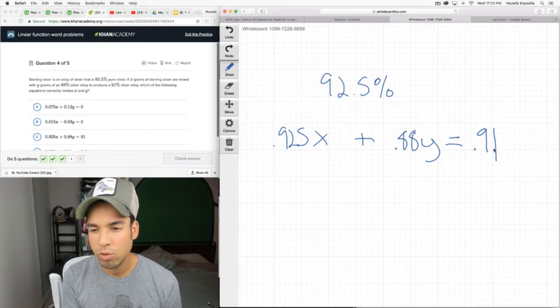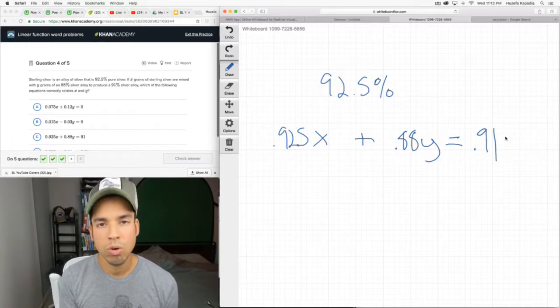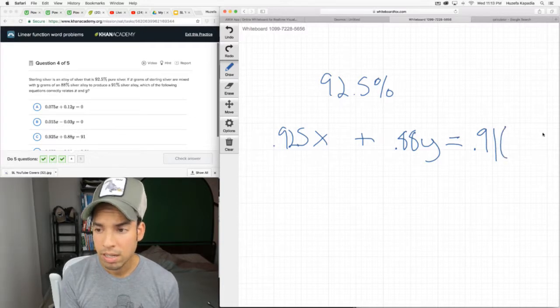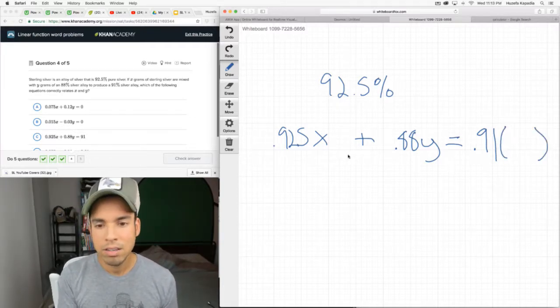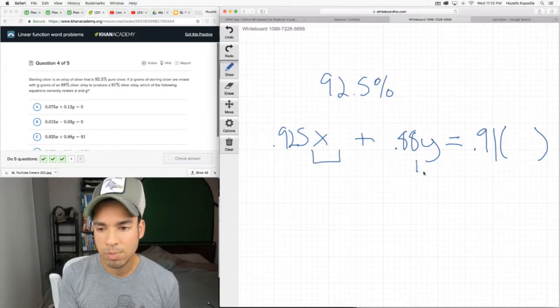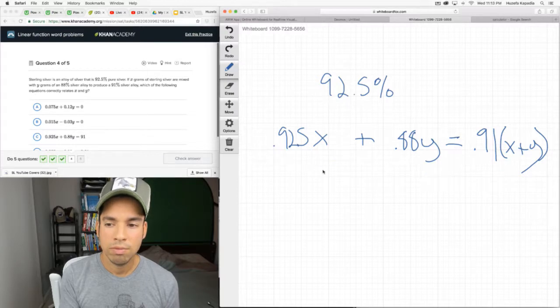91%, but that's not the full story. What about the mass? We're talking about the total amount of silver that's going to be there. It's going to be 91%. The number of grams, do we know that? Not exactly, but we know it's got to be the combination of this many grams plus this many grams. And there's our full equation.